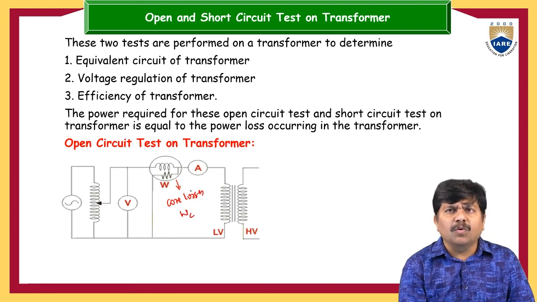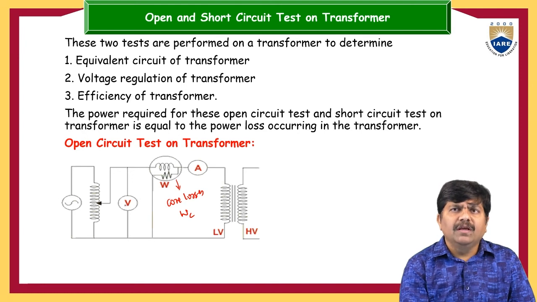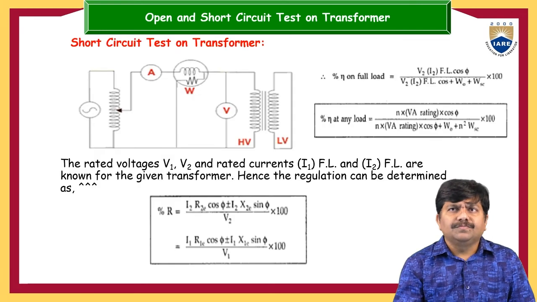So in order to get the core losses, let us connect the wattmeter and apply the no load voltage, which will be the rated voltage, and this current is nothing but the I0 current. Let us record the voltmeter, wattmeter and ammeter readings here.